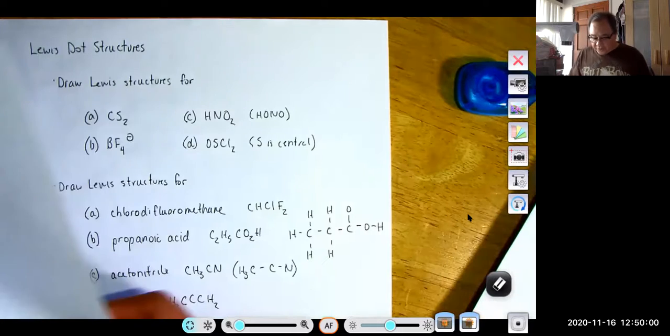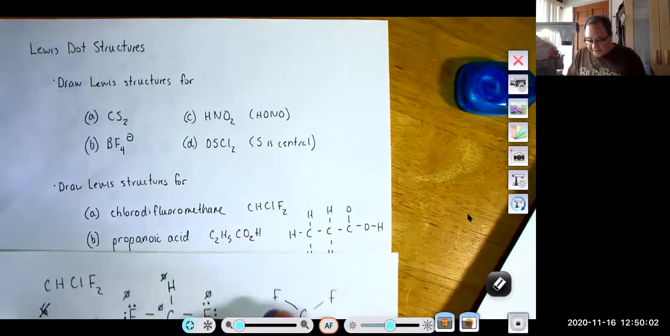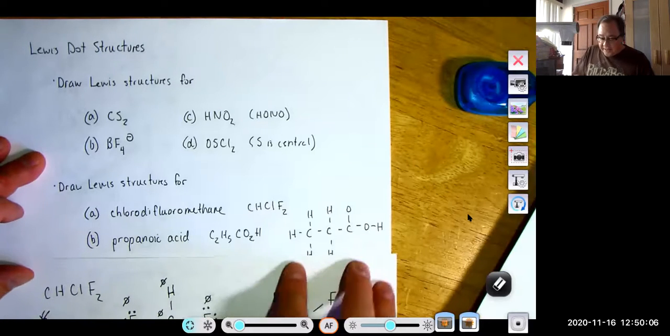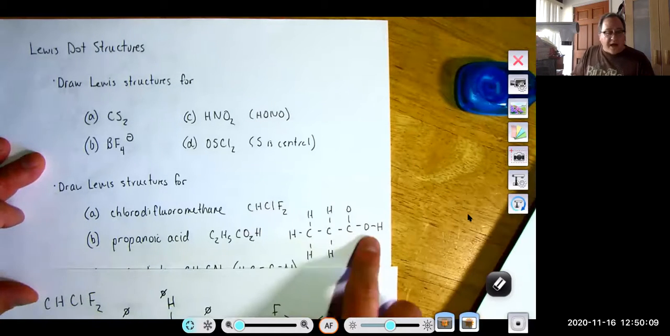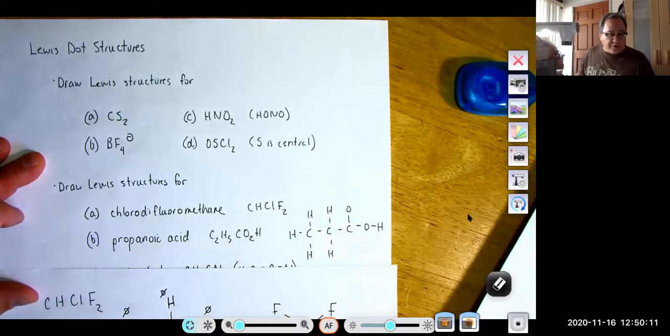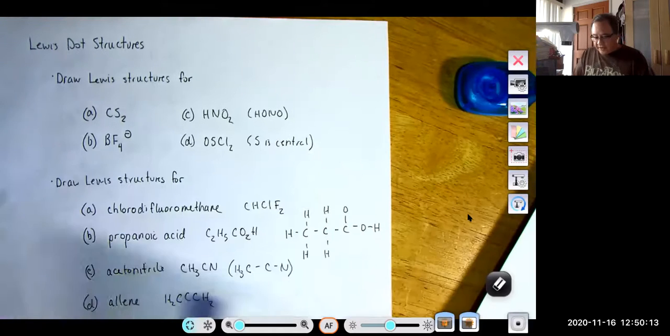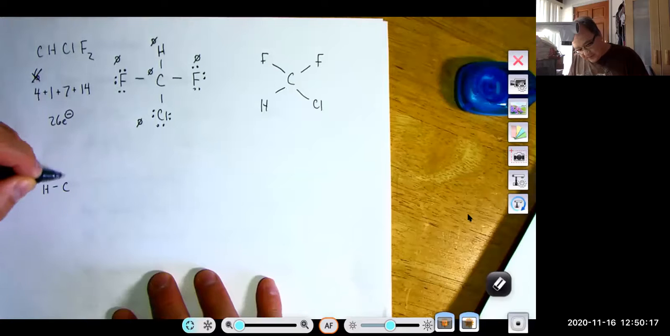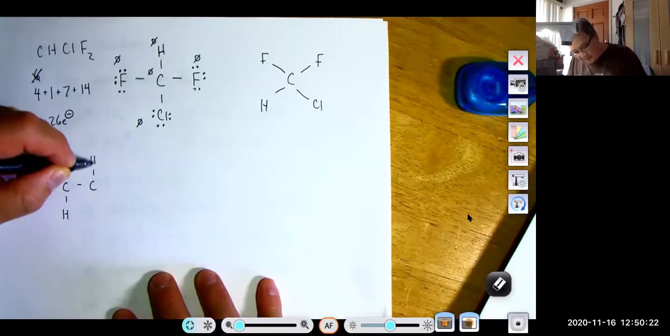Okay, let's do this next one here. Propanoic acid, which has this formula. And thank goodness they tell us this is what it looks like without all of the lone pairs and so forth added to it. So let's see what that looks like. So this is what's given.